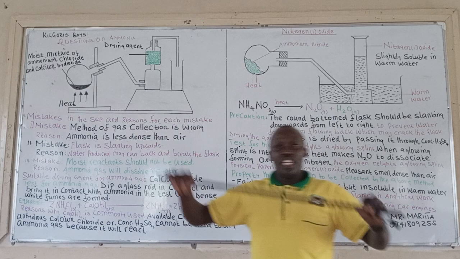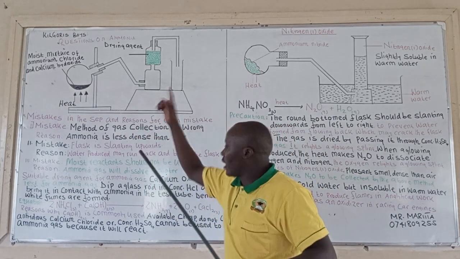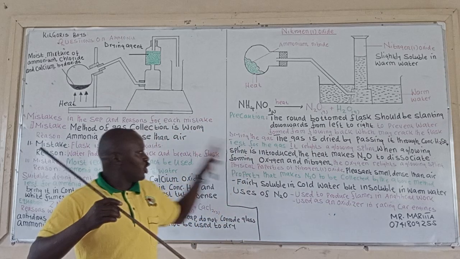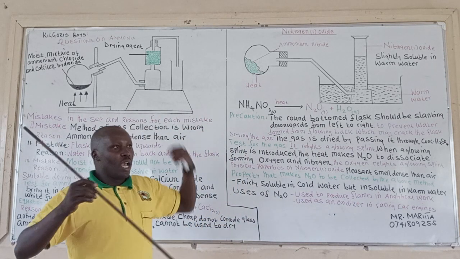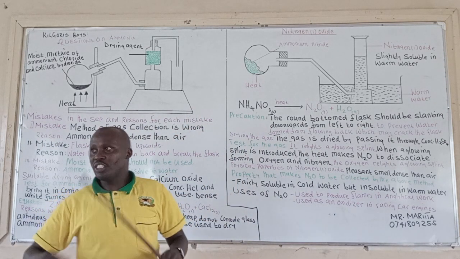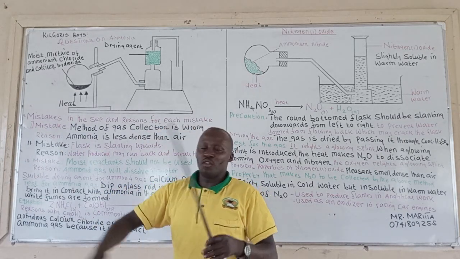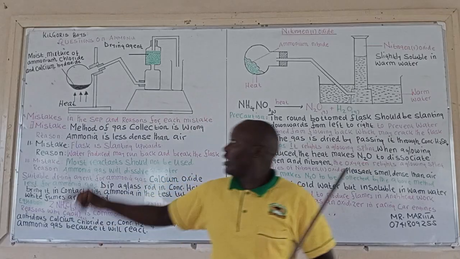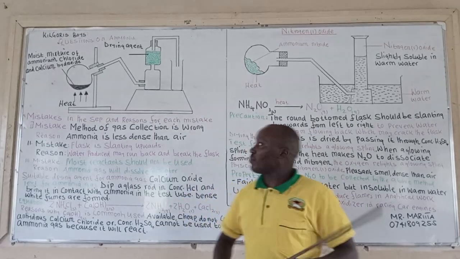And again, the orientation of the round bottom flask should be pointing downward, from left to right, to prevent the water from running back, which might break the round bottom flask.